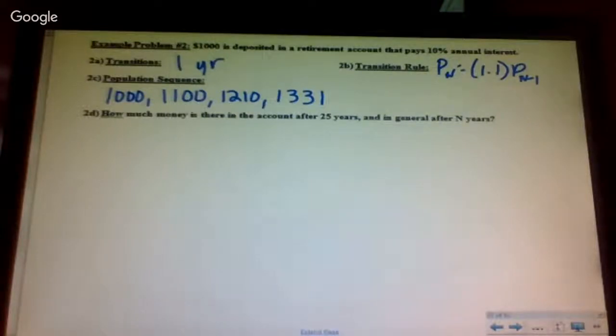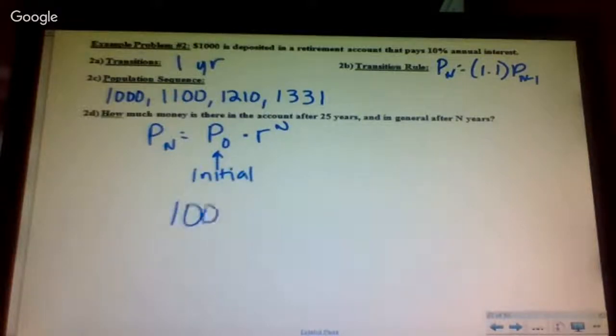Your equation, we're gonna do this on the backside, so we don't have to torture ourselves here. Your equation that we're gonna use, P sub n equals P sub 0 times R raised to the n. P sub 0, what do you think that represents? 1,000. Your initial amount. So we've got $1,000 times, what's my R? My common ratio, 1.1. What does n represent? 25 years. Bang. There it is. Plug that in. What do we get?